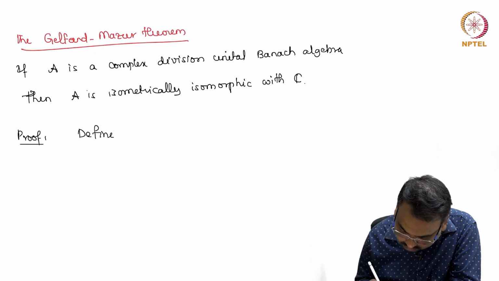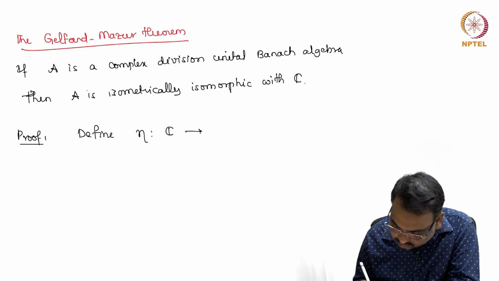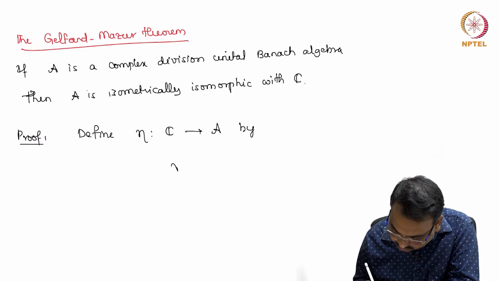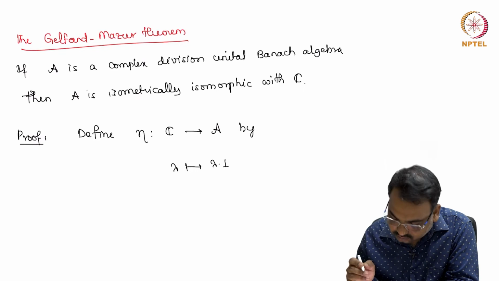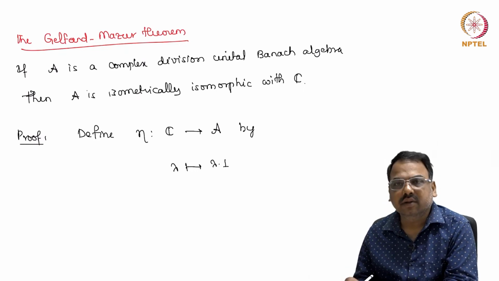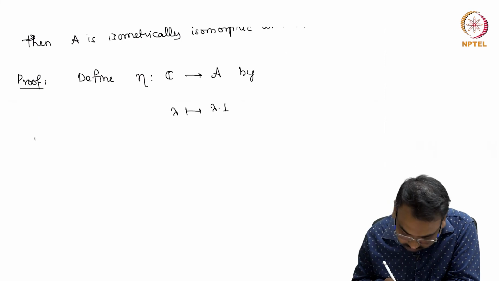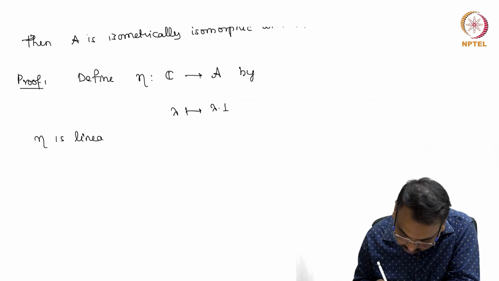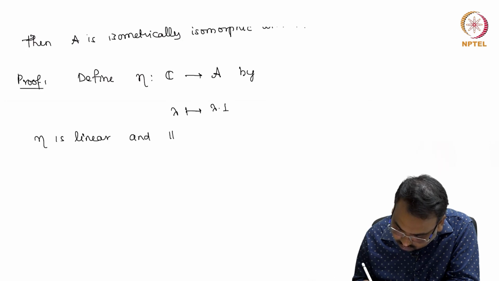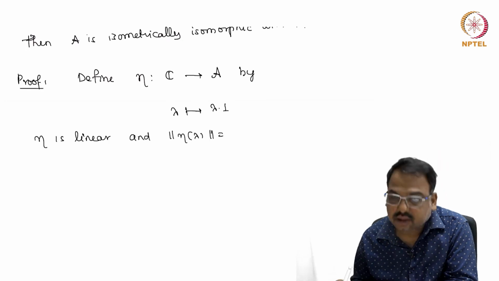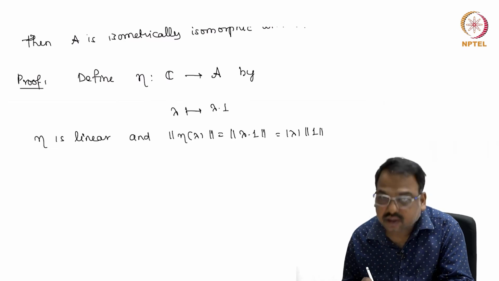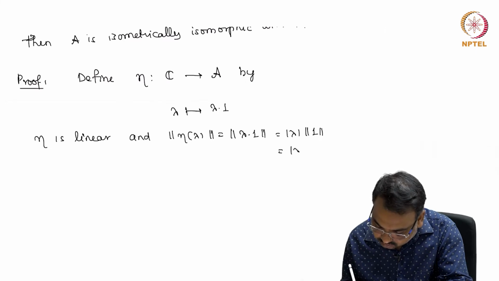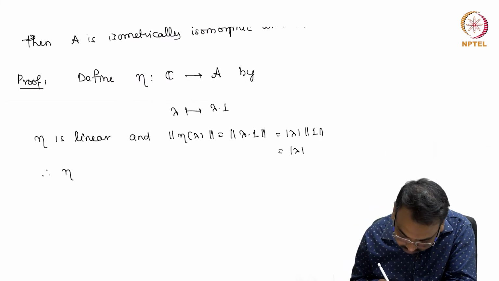Define eta from C into A by lambda is mapped to lambda times 1, where 1 is the unit element of A. So then we can easily show that eta is linear and one-to-one. And the norm of eta of lambda in the algebra A is the norm of lambda times 1, which is mod lambda times norm 1. We know that norm 1 is 1. So this is mod lambda. So therefore eta is an isometry.